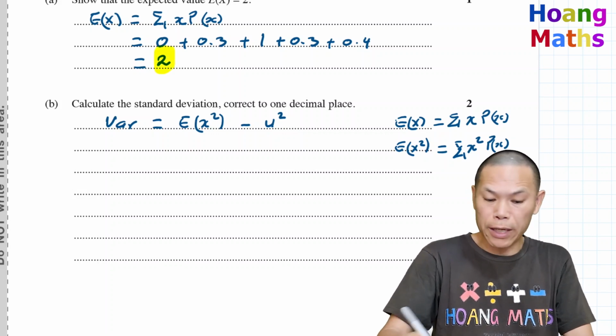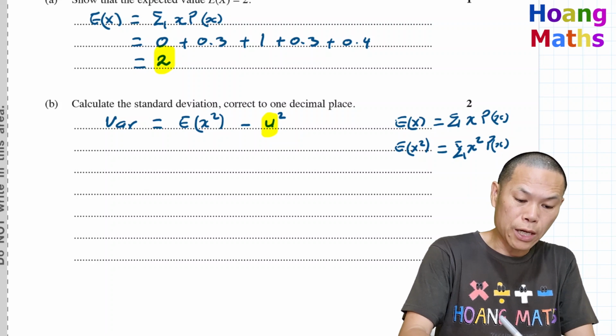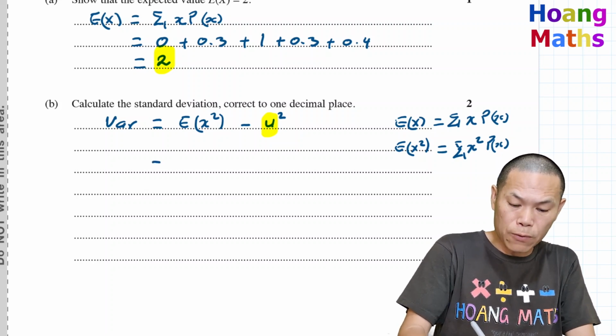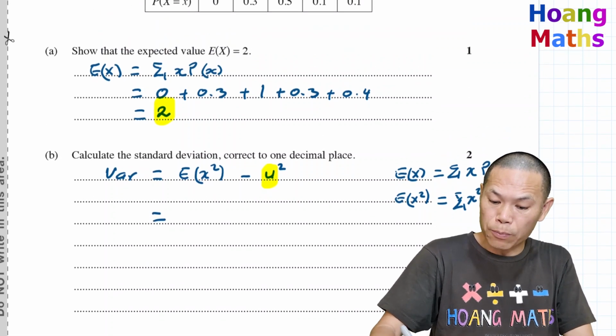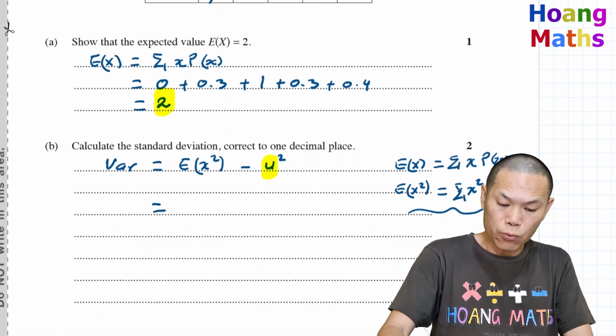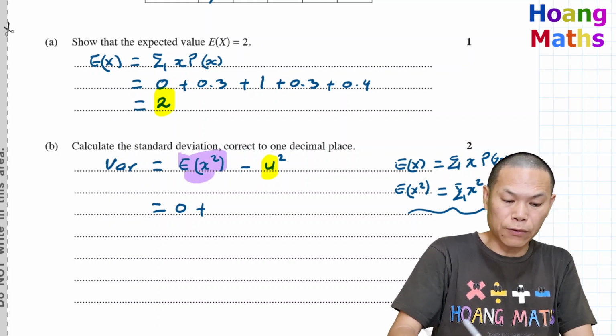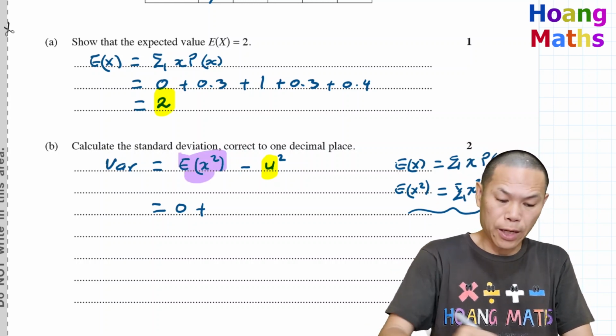So we just minus mu squared. Mu squared means 2 squared. Keep that in mind. So now let me just work this out. So for 0 squared times 0 will give me 0. And then we add, I'm just working out this first, and we minus mu squared at the end.